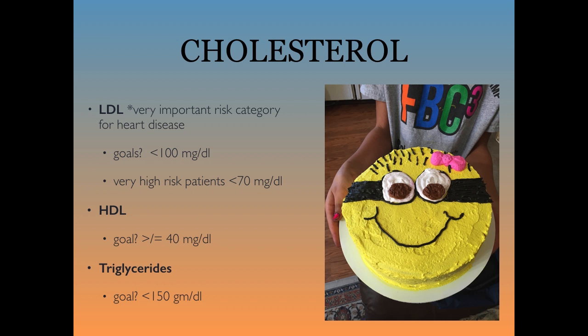HDL, remember this is the good cholesterol, and you want that to be greater than or equal to 40 milligrams per deciliter. And last but not least, triglycerides: you want that to be less than 150 milligrams per deciliter. These are values that I want you to etch into your brain, but not just by rote memorization. Try to understand the concept behind it, and understand that very high-risk patients have different goals than patients who are simply at risk without ACS, diabetes, or a diagnosed heart disease.